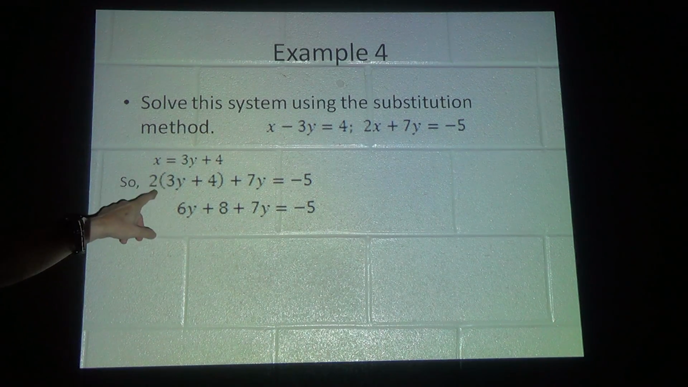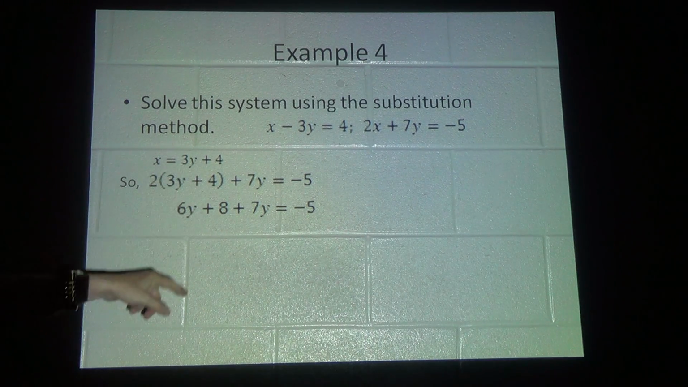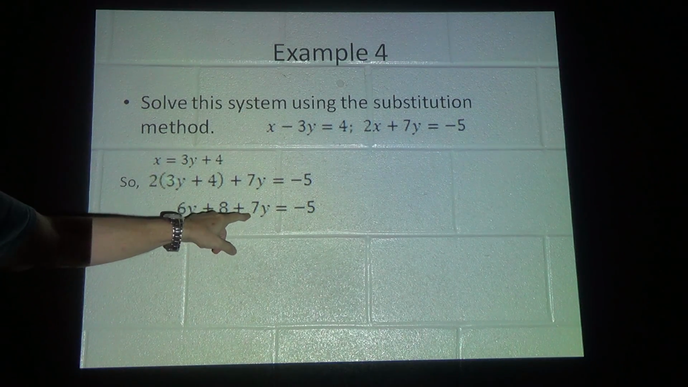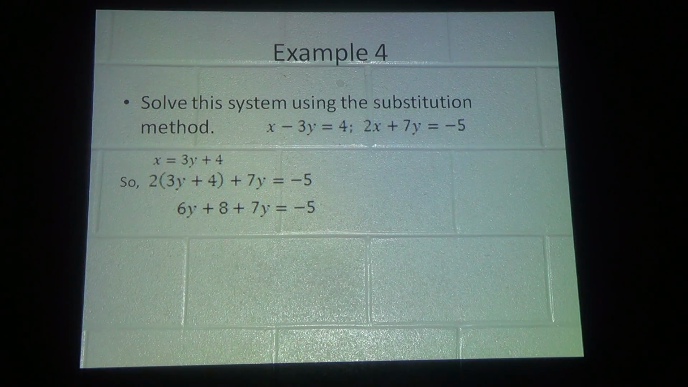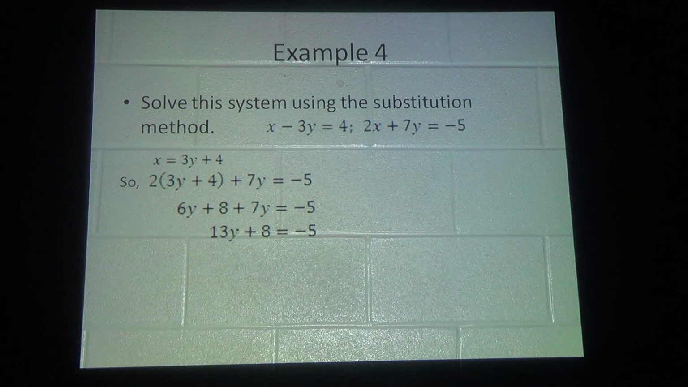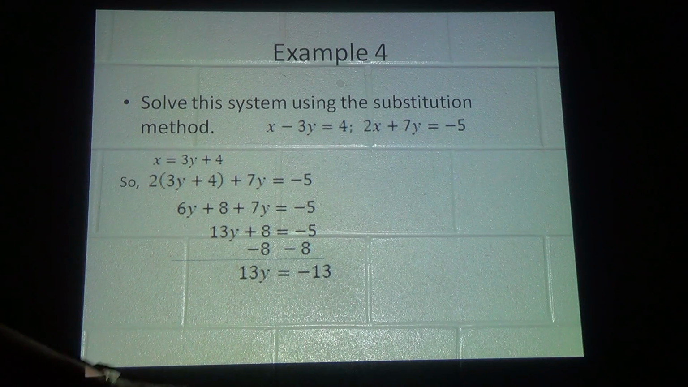Simplify this by the distributive property, which means I take the 2 and multiply by both of these terms. So this gives me 6y plus 8 plus 7y equals negative 5. Combine the like terms, gives me 13y plus 8 equals negative 5. Subtract the 8 from both sides, gives me 13y equals negative 13. So y is equal to negative 1.